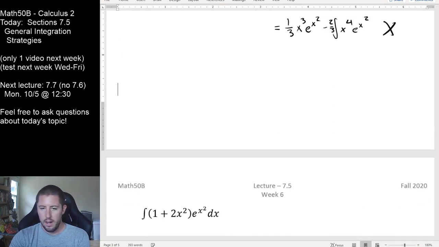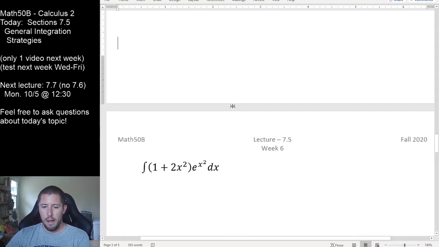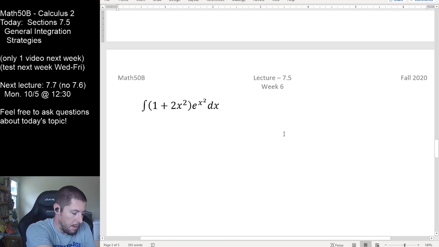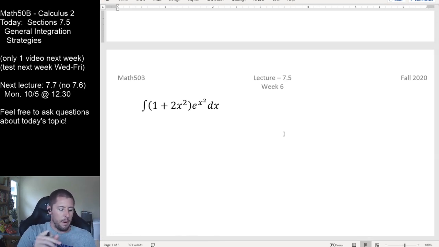This final one right here, again, you should be incredibly skeptical about this guy. We weren't able to do e to the x squared. We weren't able to do x squared e to the x squared. But the whole purpose of us looking at this right here is to remind ourselves that we should maybe just not be as intensely skeptical as we otherwise feel inclined to be here.